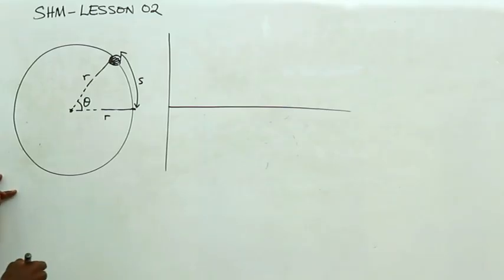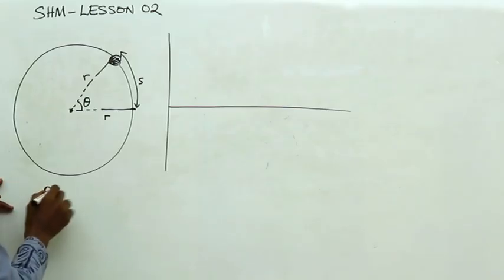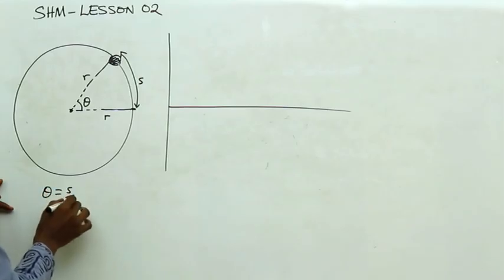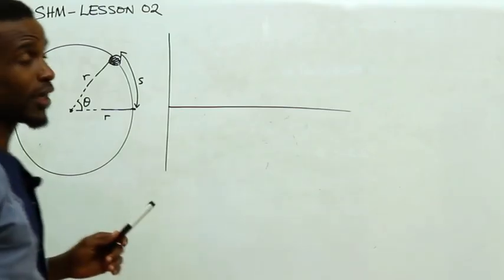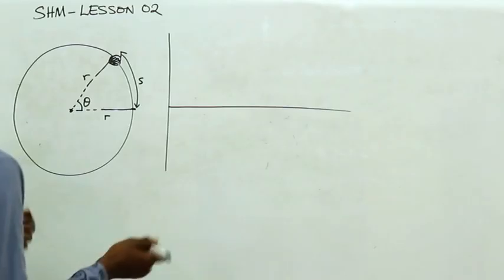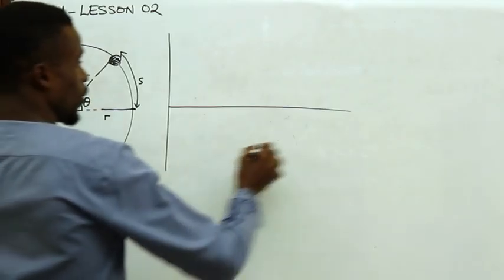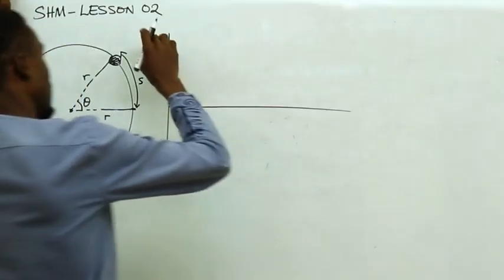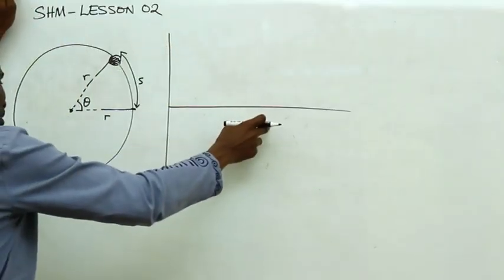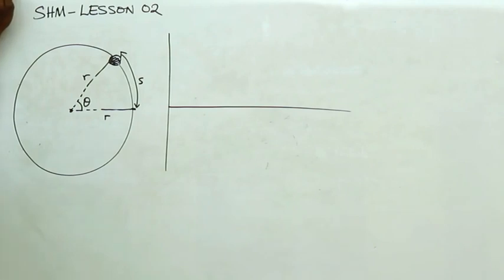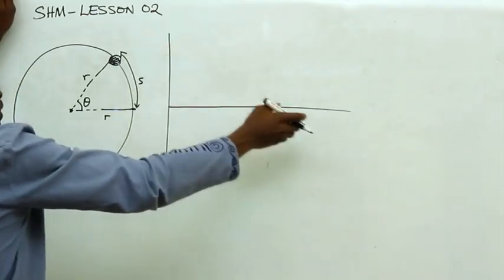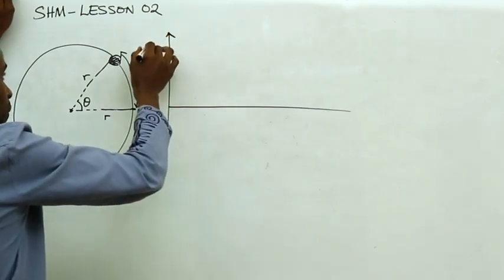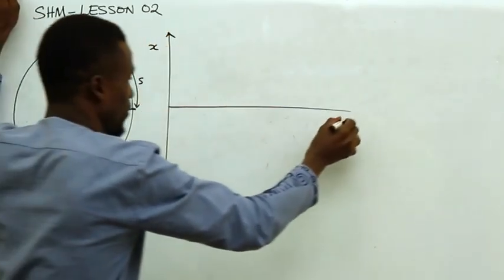Angular displacement, let me not take you back so much, but we had theta as S over R, and then this I will leave out. My interest is going to be on how this angle will keep varying. Here we look at displacement in simple harmonic motion, displacement from the equilibrium position against time. This is displacement against time.